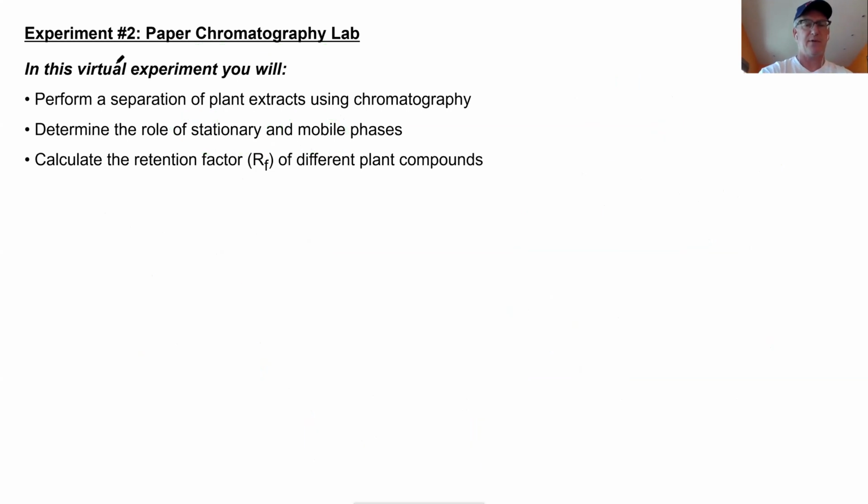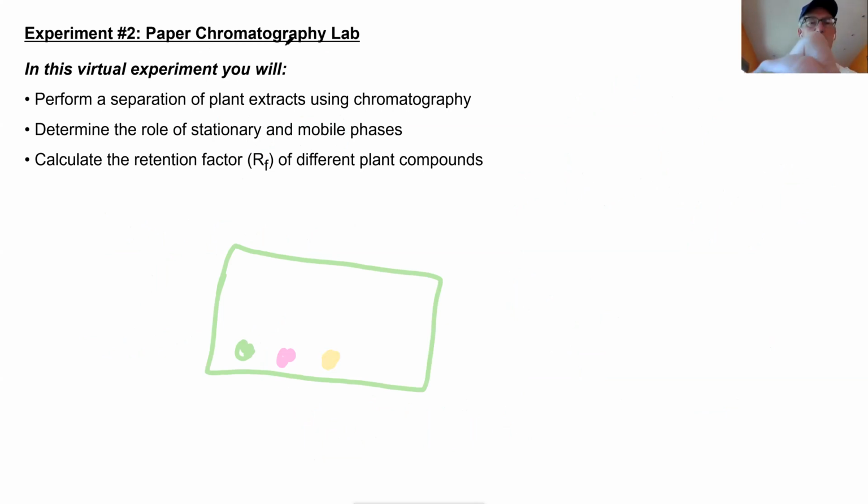So if I take my paper and I spot my samples, I spot 1, 2, 3, 4. So if the green spot has more affinity for the liquid than for the paper, what happens to it as time goes on? As I let my experiment develop, what happens to it?